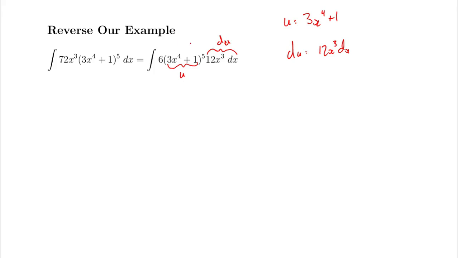So I'm going to go ahead and just do the substitution. I'm going to swap these things out. So this 3x to the 4 plus 1 is going to disappear, and it's going to become u. And in our mind, we really know that that's what we're saying. When we say 6 times u to the 5, we really know we're saying 3x to the 4 plus 1 raised to the 5th. And then instead of writing 12x cubed dx, we're just going to write du here. These integrals are equivalent to each other under this substitution. They are the exact same thing.